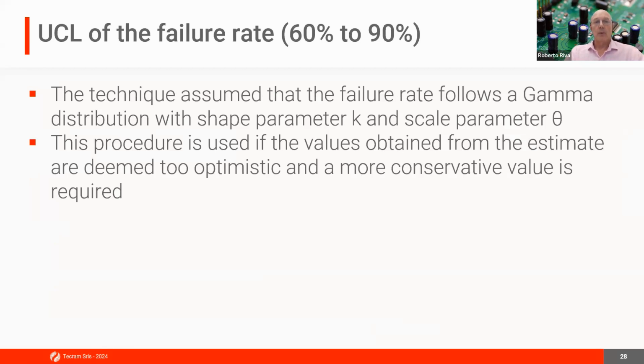And the technique assumes a failure rate follows a gamma distribution with shape parameter K and scale parameter phi, and the procedure is used to obtain a more accurate estimate. Say we can go from 60% to say 90% confidence if we wish, if we want to obtain better results.